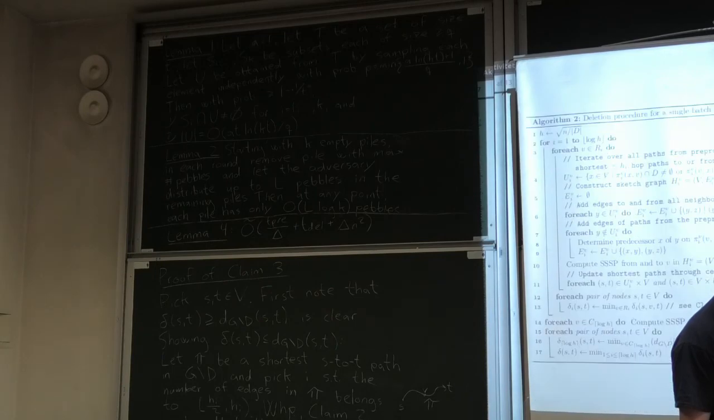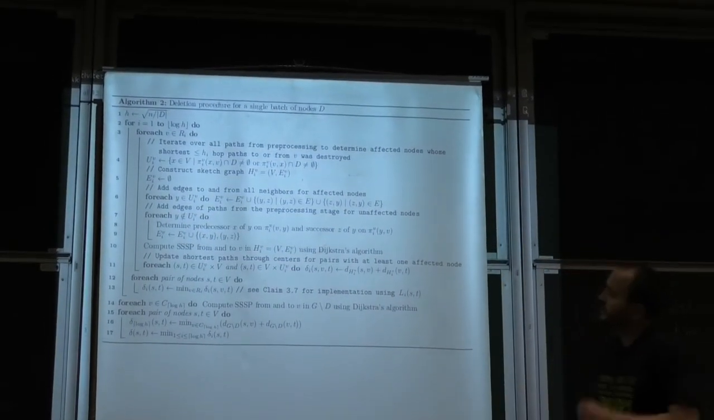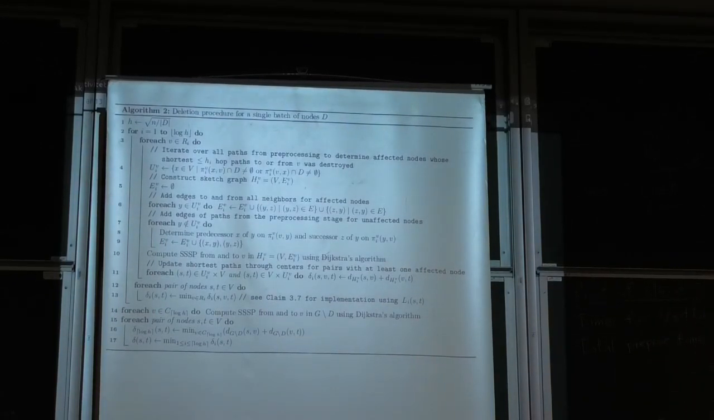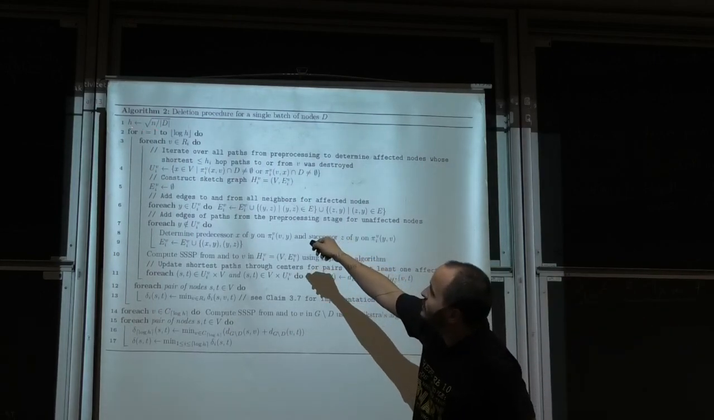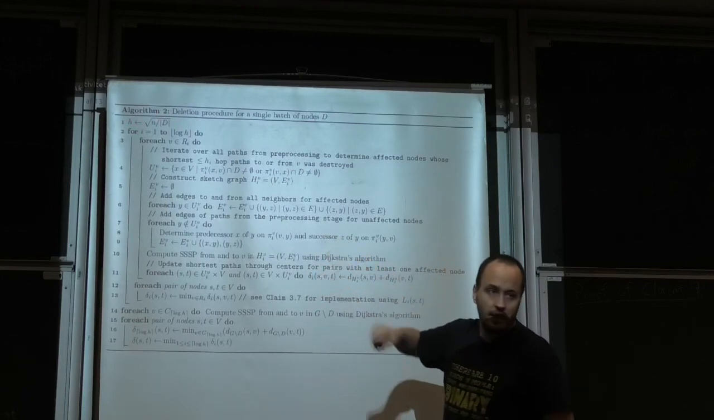So let's go back to this deletion procedure and show claim 7. So claim 7 says that handling this deletion set D here takes O tilde, so we ignore log factors, of n to 2.5 times root size of D. And here we need to choose some parameters. We need to optimize some parameters to get this bound. And actually, this is where this comes in, this first line. This is where we pick H to be this. So we're going to plug that in at some point.